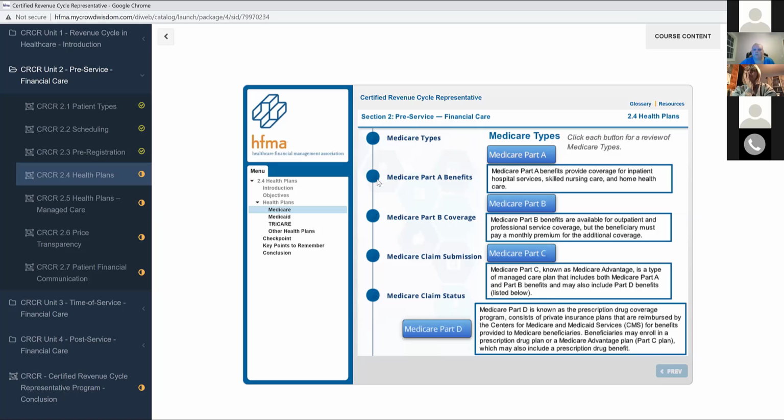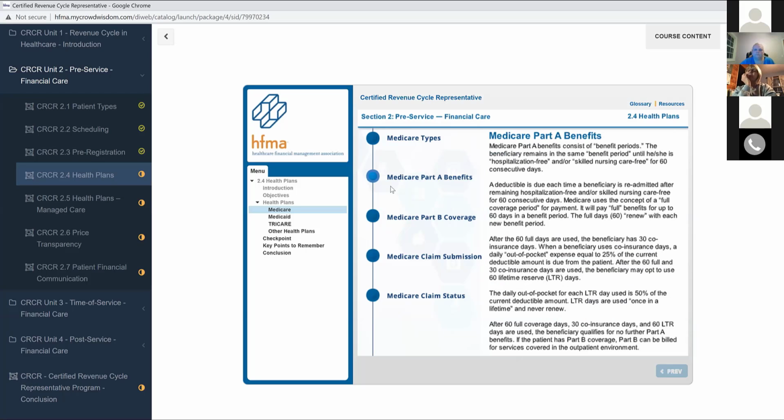Okay, so Part A benefits, I'm not going to read the whole thing. So just there's benefit periods in the Medicare Part A, and the beneficiary remains in the same benefit period until he or she is hospitalization free or skilled nursing care free for 60 consecutive days. Okay, so there are some questions related to this, not many, but just sometimes they go with the benefit period. So it's the benefit period, the patient must be hospitalization free for 60 consecutive days.